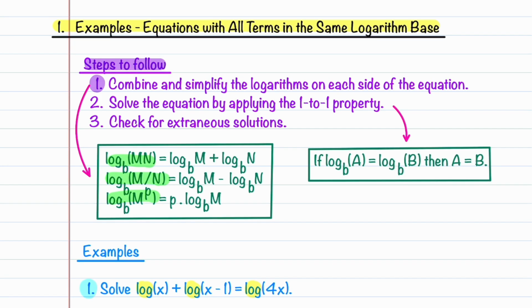The second step is to solve the equation by applying what we call the one-to-one property. This property just tells us if you have a logarithm with the same base on each side of the equation, then the quantities inside the logarithm are equal to each other. And then our last step is to check to see if we have extraneous solutions. I'll show you what that looks like when we go through one of our examples.